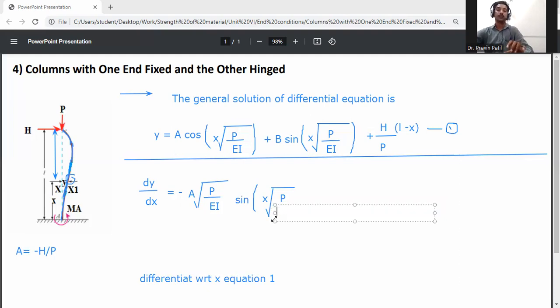P by A, bracket close, plus B root of P by A. Sine. Now cos. Sine derivative is cos. Cos in bracket root of P by A.